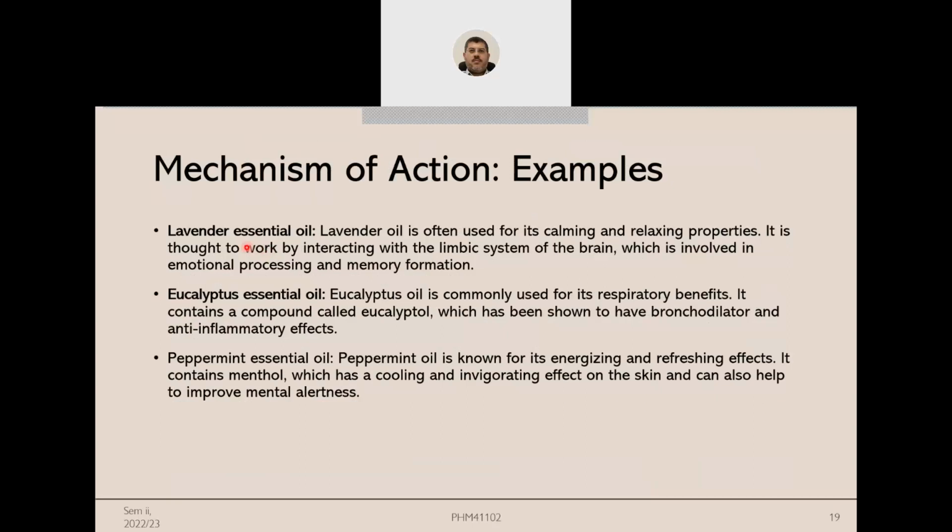So we give examples of some mechanisms of action of some oils. Lavender essential oil has calming and relaxing properties. It is thought to work by interacting with the limbic system of the brain, which is involved in emotional processing and memory formation. On the other side, eucalyptus essential oil is commonly used for respiratory benefits. It contains a compound called eucalyptol, which has been shown to have bronchodilator and anti-inflammatory effects.